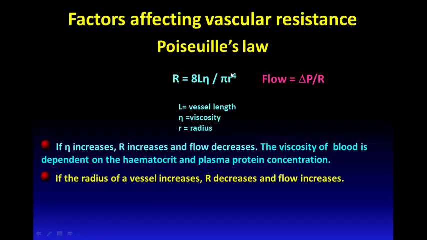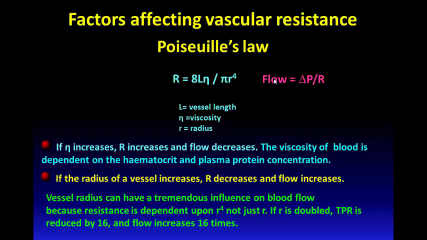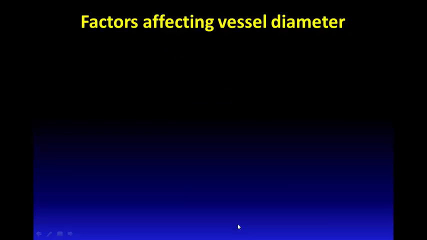If the radius of a vessel increases, the resistance decreases and the flow increases. And the radius has a tremendous effect on blood flow, because the resistance is dependent not only on the radius, rather the resistance is dependent on the 4th power of the radius. Thus, if the radius is doubled, the resistance is reduced by 16 times, and flow would have increased by 16 times.